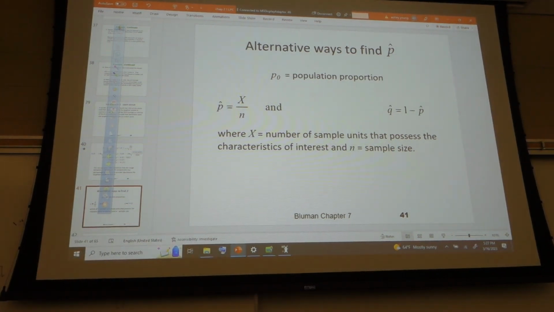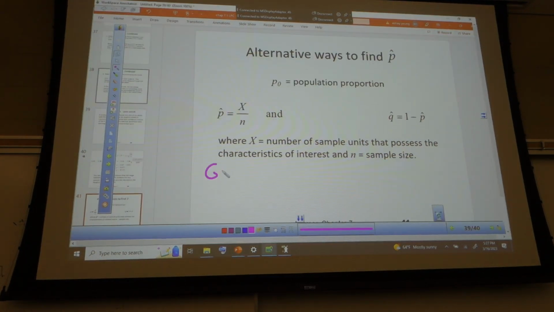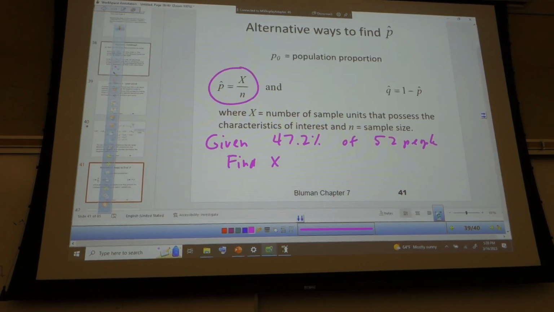Also, there'll be times where you'll be given, and you need to pay attention to this part, a percentage, like 47.2% out of 52 people, and you need to figure out what x is. So you might need to find x. How do you do that? You do the same thing. You use this formula, and I'm going to plug in all the pieces. So this part goes there.